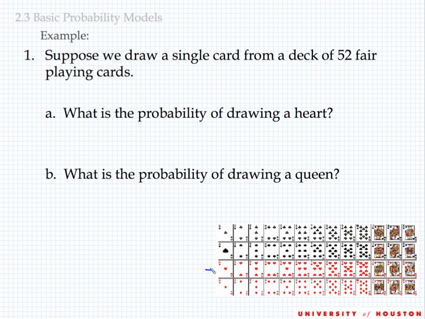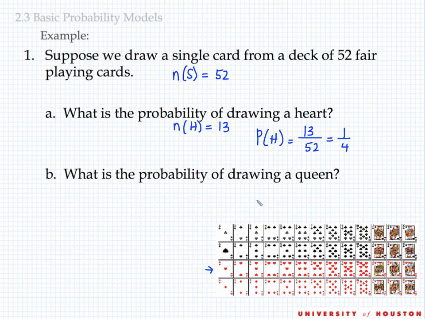So here are my hearts. There are 13 different hearts. The number in my sample space is 52. We have 52 single cards that we could possibly draw. The number of hearts, heart will be my event here, is 13. So the probability of drawing a heart would be the number of hearts divided by the total in my sample space, which is 1/4.